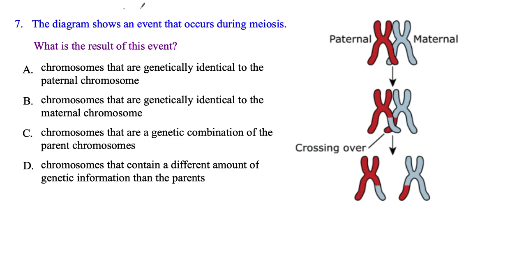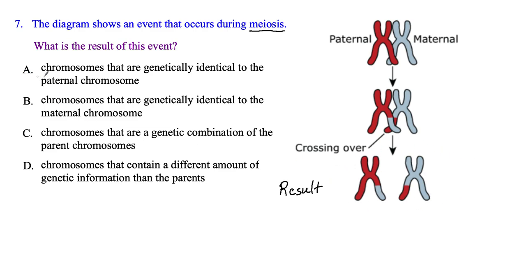Here's some diagram, and this has to do with meiosis right here. And I'm not an expert on meiosis. I don't need to be, but let's use the process of elimination. It says, what is the result of this event? So here's the starting part of the event, and here's the resulting event. The resulting event is what happens at the end. Result. Right here, this is the result.